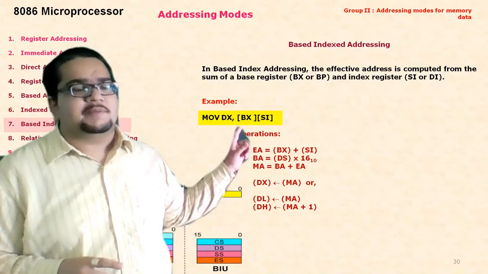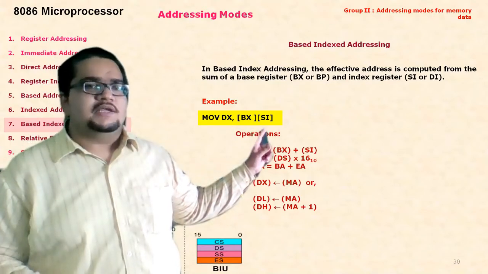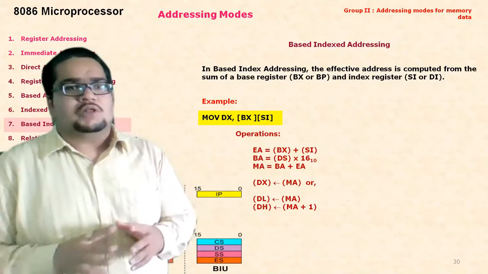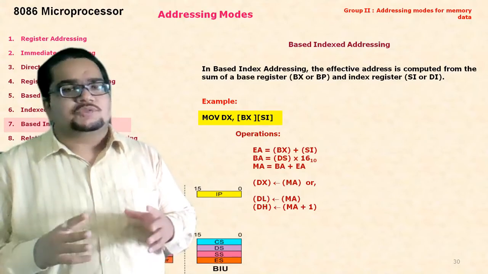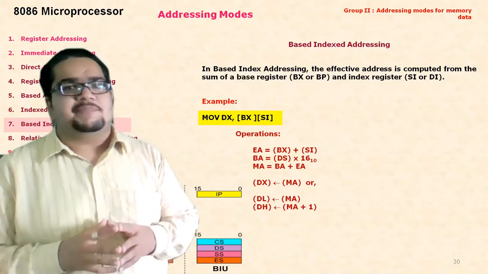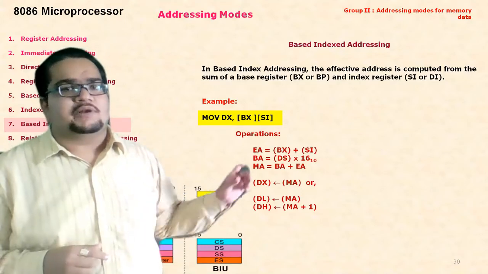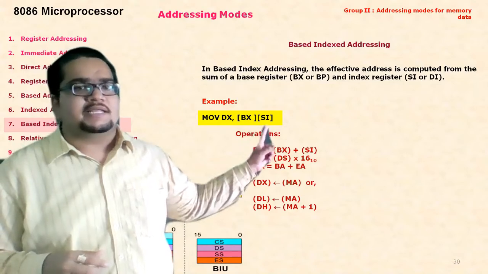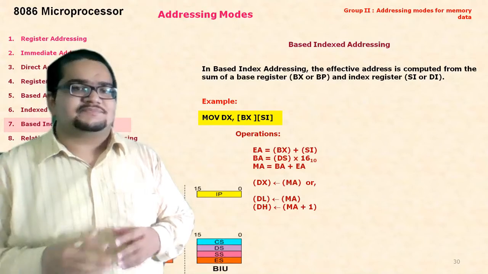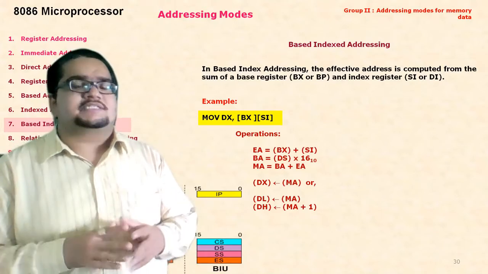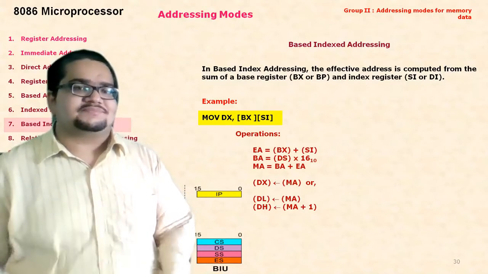Here, in the place of BX, you can have either BX or BP. In the place of SI, you can have SI or DI. All such combinations of BX, SI, BP, DI give us the based indexed addressing mode. In these cases, the effective address of the data is calculated by taking the content of BX and the content of SI and adding them. When we add them, we get the effective address, which is obviously similar to the offset address of the data, as we used to term it earlier.